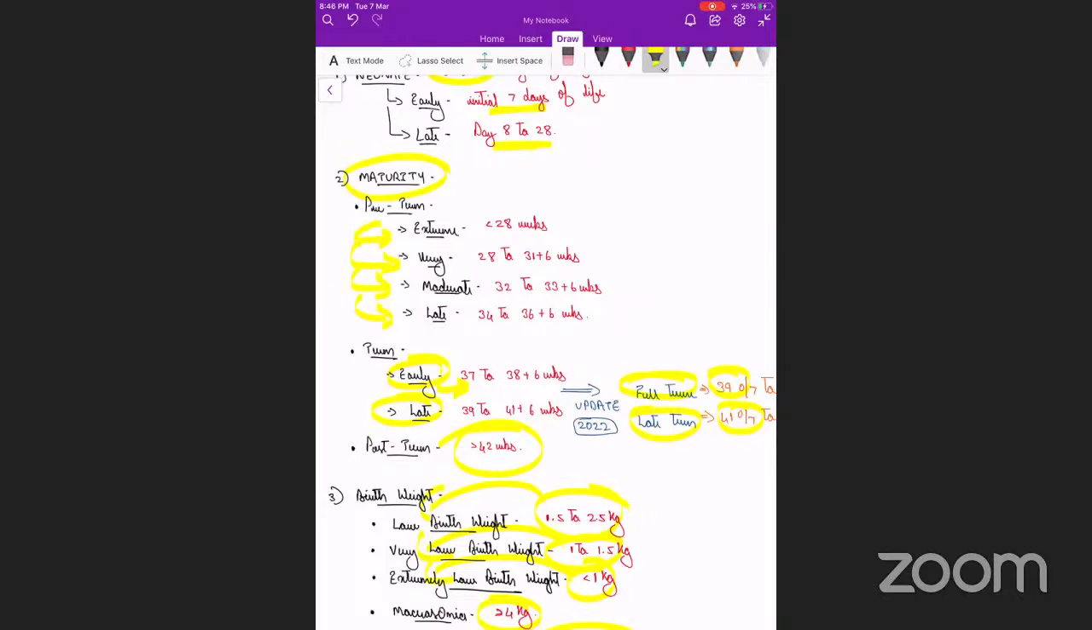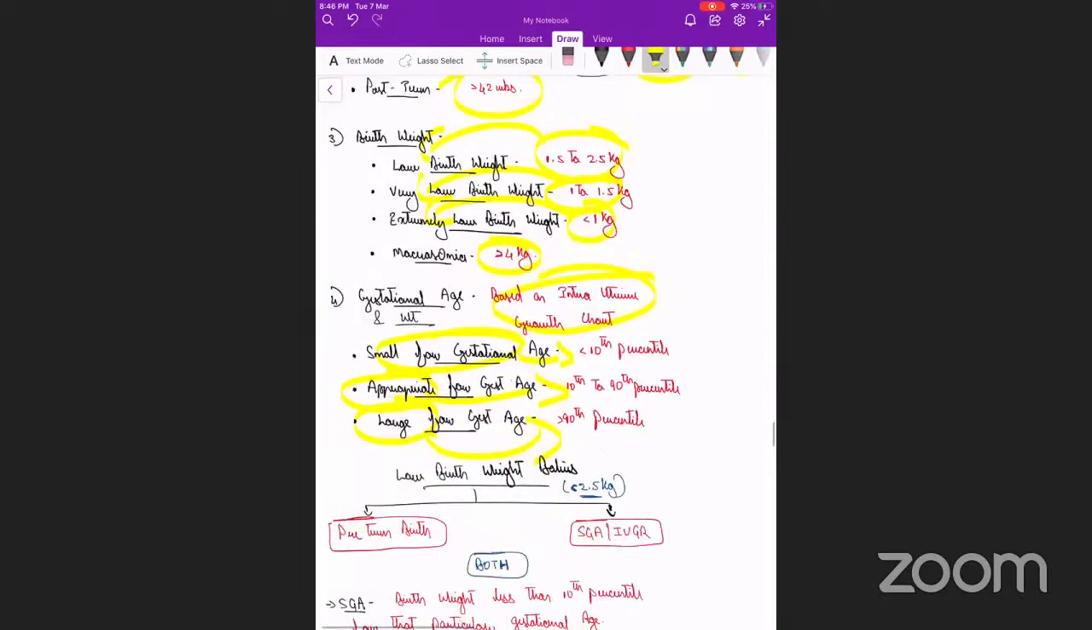One of the doubts was to repeat the maturity part one more time. I'll do this in the end.